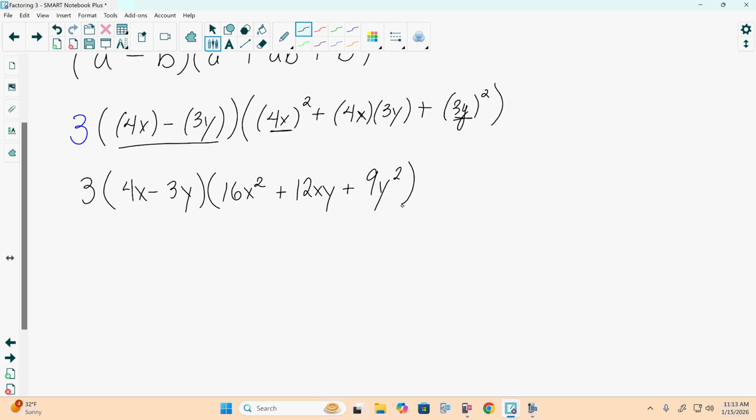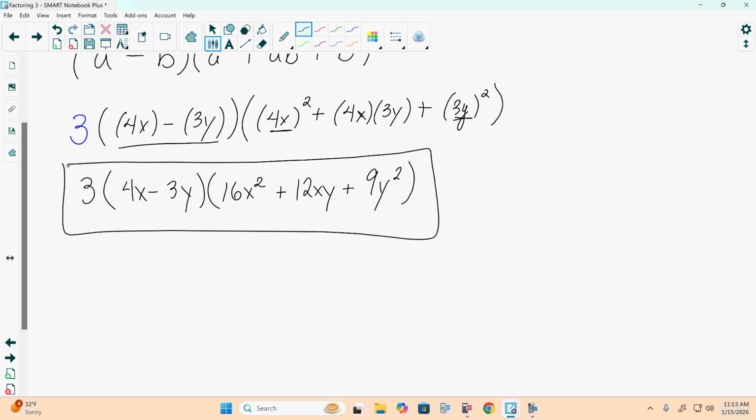And the nice thing with both the 4x being squared and the 3y being squared, because there's not a sign in the middle, we don't have to do the full distributive property. We're just multiplying it by itself. 4x times 4x, 4 times 4 is 16, x times x is x squared. 3y times 3y, 3 times 3 is 9, y times y is y squared. And that's it.